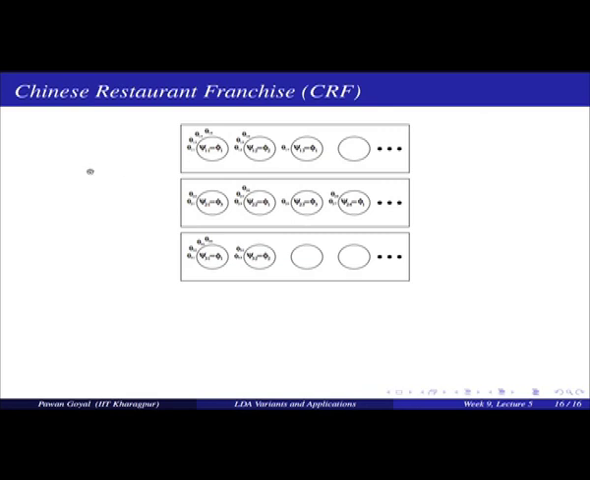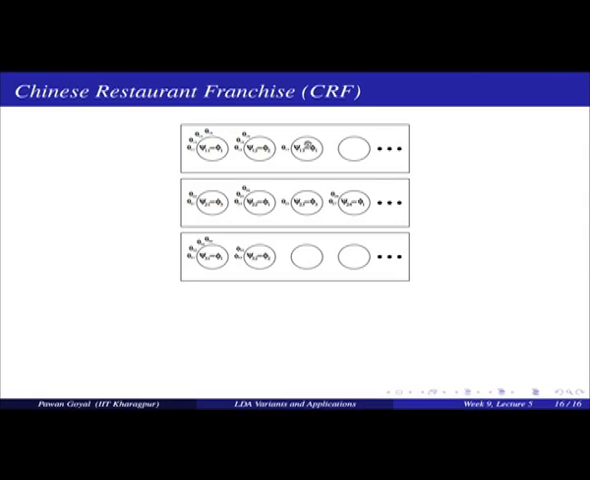So what you are seeing are 3 different restaurants in this franchise: 1, 2 and 3. Now this psi 1 tells, for restaurant 1, what the dish at table 1 is. So this is phi-1. This is from the global menu of dishes, phi-1, phi-2 and so on. This is the global menu. The second table has phi-2, the third table has phi-1. That means more than one table can order the same dish. That is possible in that model.